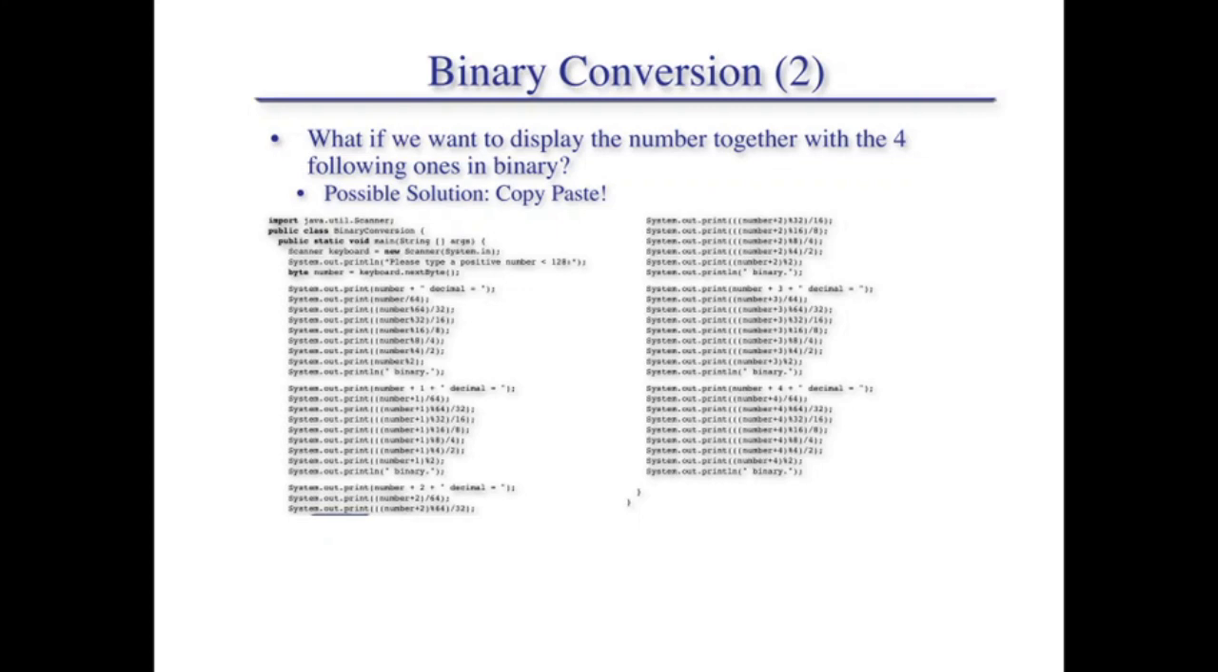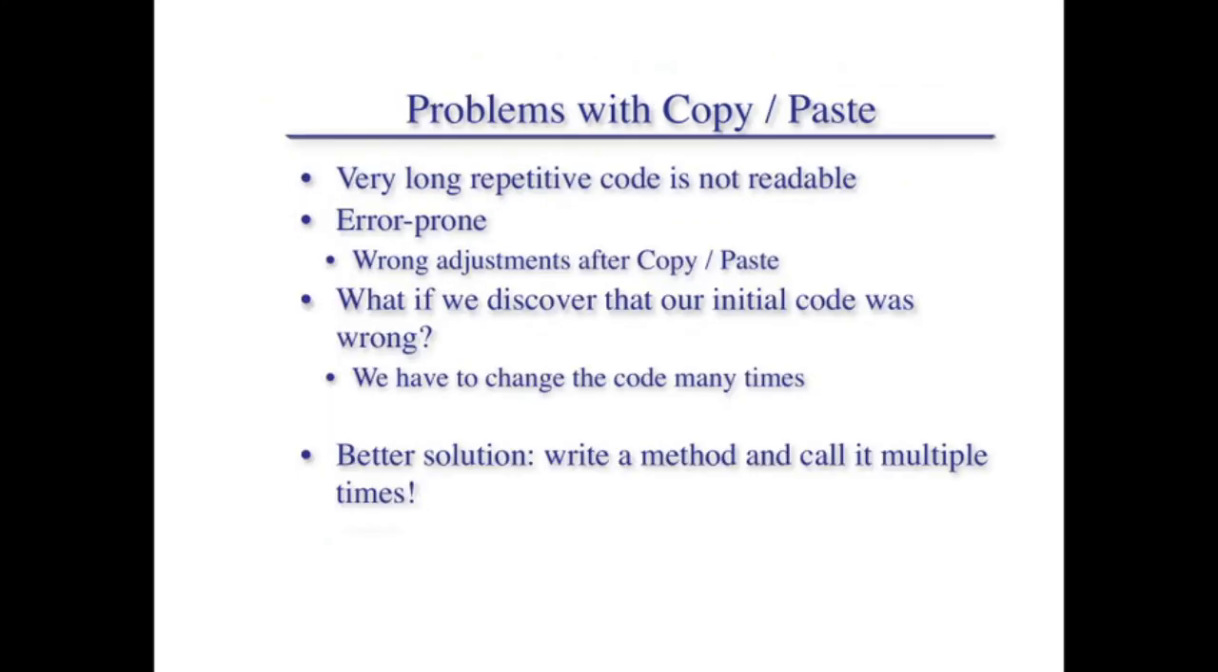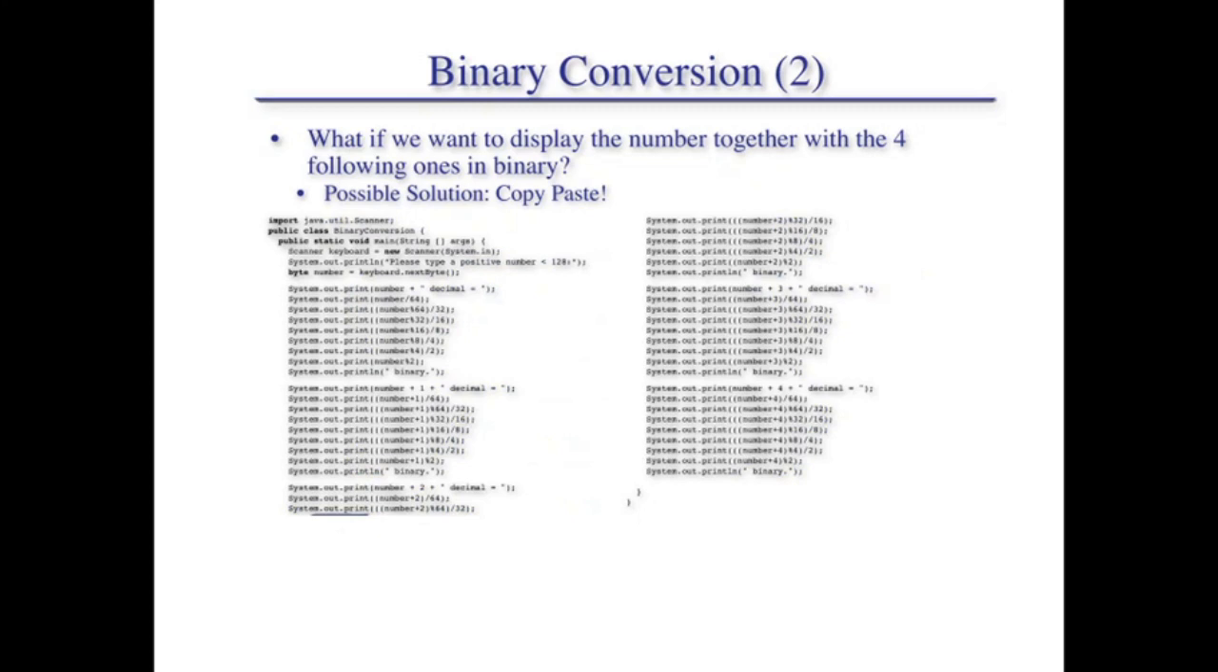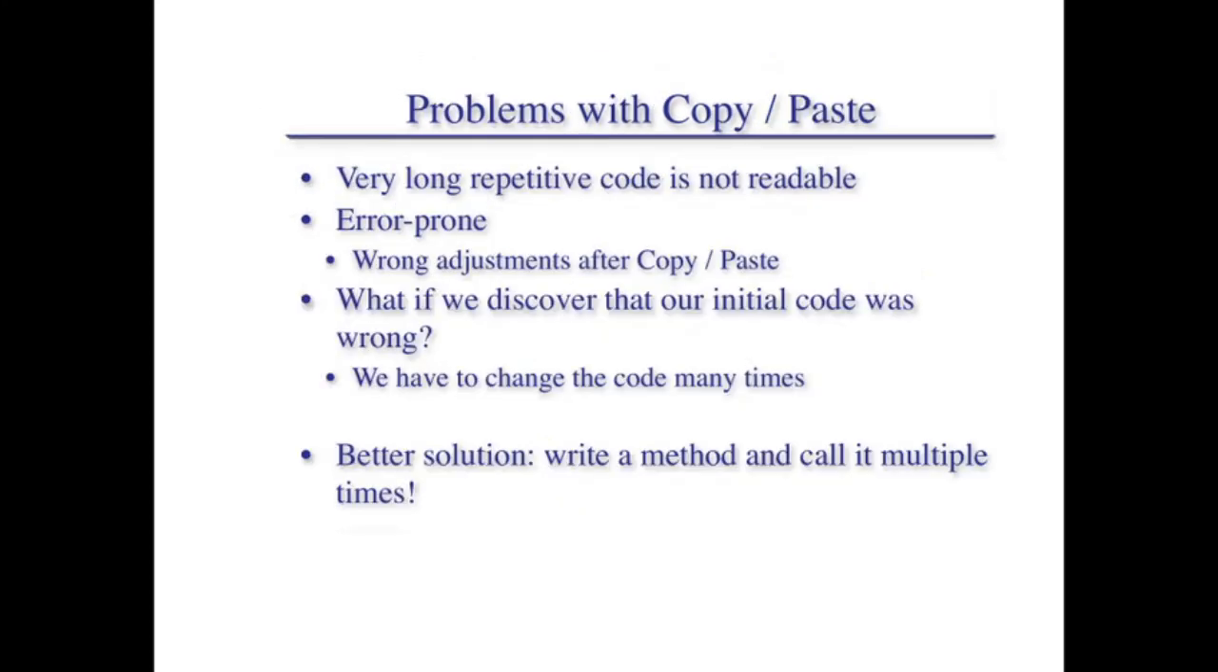And so what we need is a method. As you can see, regarding just copying and pasting again and again, the problems are: very long repetitive code is not readable. It will be very confusing for any other person to read this code, and it is error prone. If you make some mistake when copying and pasting, that will result in hazardous consequences. Then what if we discover our own initial code was wrong? Suppose the 5 lines of code which we wrote earlier, which we are copying and pasting, is wrong in itself, then all the 3 or 4 pastings that we have done will also be wrong. So what is a better solution?